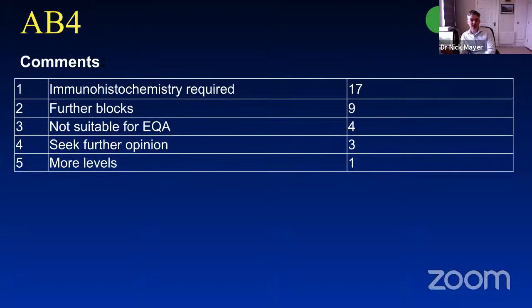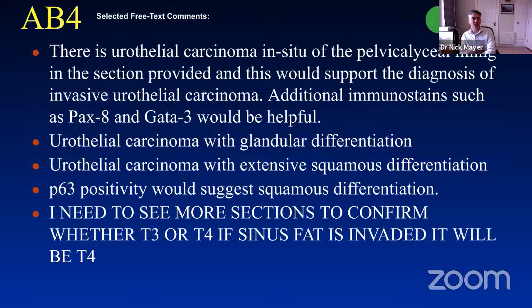So a few people wanting immuno, not many people saying not suitable for EQA. And these are some of the comments. This is quite a common theme here, that somebody had spotted the urothelial carcinoma in situ, which obviously helps in terms of the diagnosis. But quite a lot of people would have wanted some additional immunostains, particularly some urothelial specific or semi-specific markers.